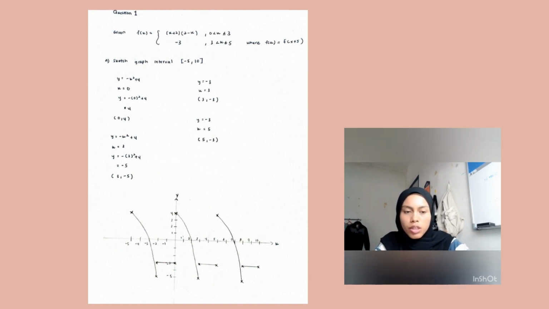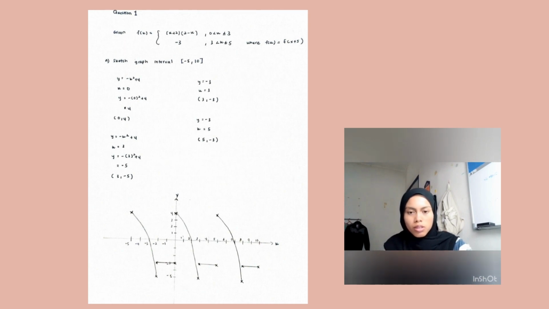From the first question, we have to sketch the graph from interval -5 to 10. The question already states the equation, which is x plus 2 and 2 minus x from the interval 0 to 3, and -3 from the interval 3 to 5.